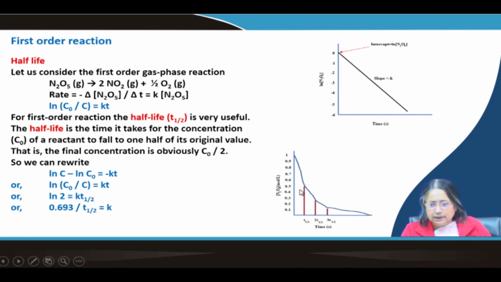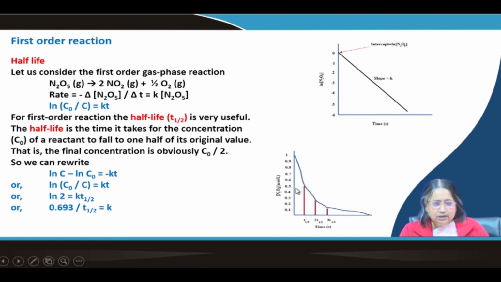Now, if you look at the curve, time is on the x axis and the concentration of N2O5 is given, considering this example. You start with 1. If you start with 1, the half life will be the time taken to come to 0.5. Half of 1 is 0.5. So, how much time is taken to come to this concentration? That is T half.